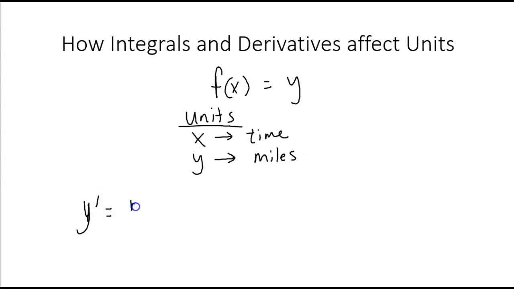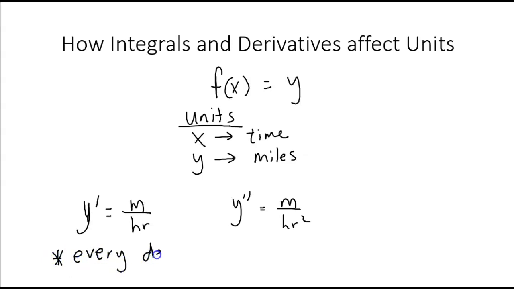Okay, so in this case, y prime will be in miles per hour. Y double prime will be in miles per hour squared. Okay, so basically, every time we take a derivative, we divide by the input unit.